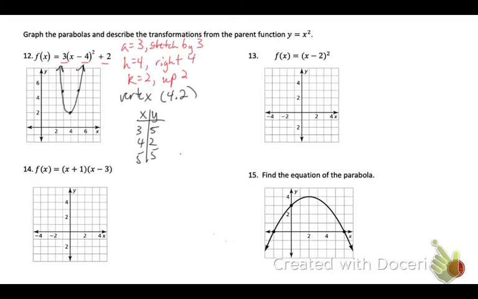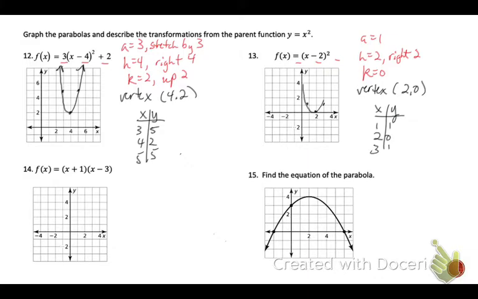So locate your a, h, and k values. So a is 1, h is 2, and that means you have a shift to the right 2. K is 0, so no shift there. The vertex is 2, 0. Then make your xy table with the vertex in the middle. Step to the left and to the right of the vertex in the x values, plug them into the equation, and you have 3 points to draw your parabola.